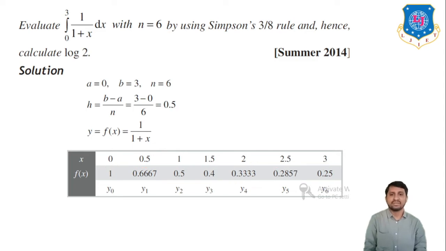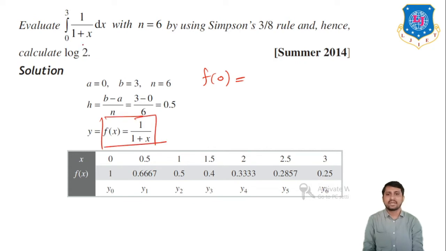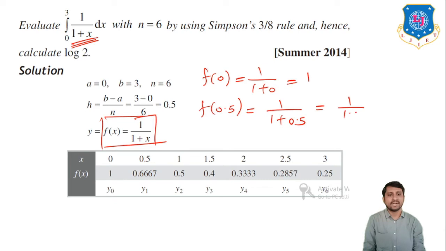Now the values of f of x. Put x equal to 0 here, so first we find f of 0. What is your f of x? f of x is 1 upon 1 plus x. So 1 upon 1 plus 0, that is 1. Similarly, you can find f of 0.5, so 1 upon 1 plus 0.5, so 1 upon 1.5, and you will get 0.6667.